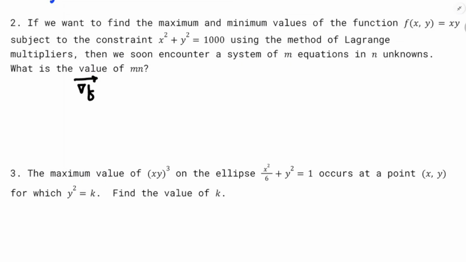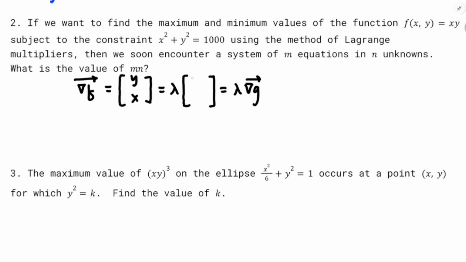So gradient f is going to be fx and fy. Again, for this x times y, fx is going to be y and fy is going to equal x. And then that's going to equal lambda times the gradient of g, where g is the constraint curve. The constraint curve is x squared plus y squared equals 1,000. So this is basically the exact opposite of the other one. These work out really nicely, so that's probably why we like them for the test.